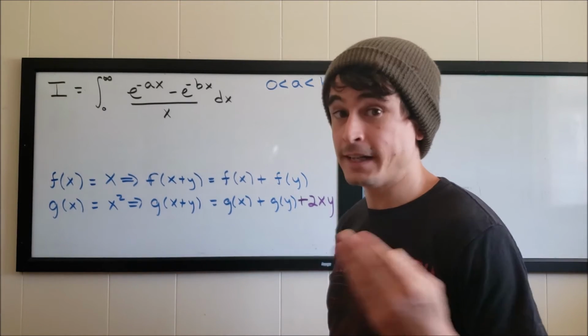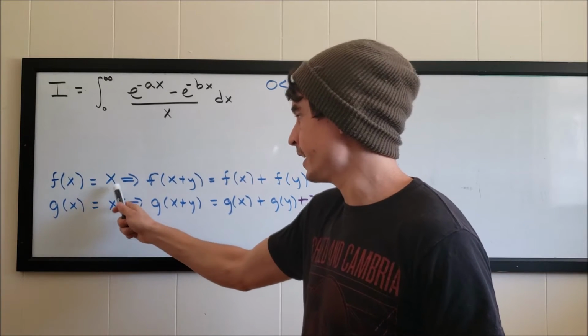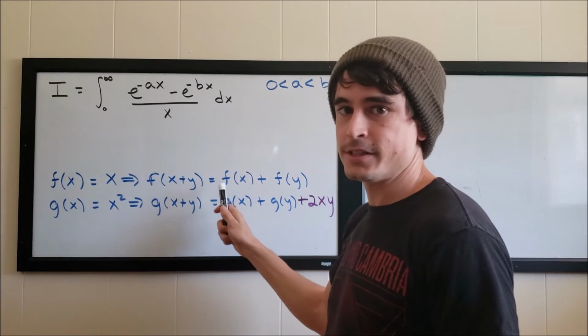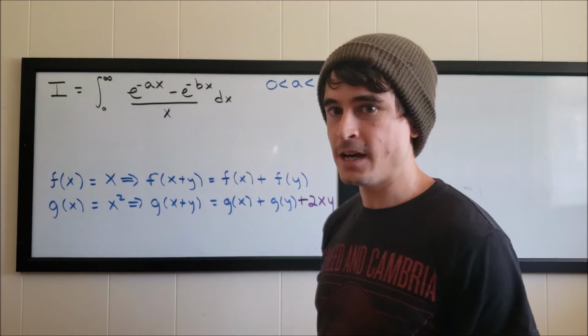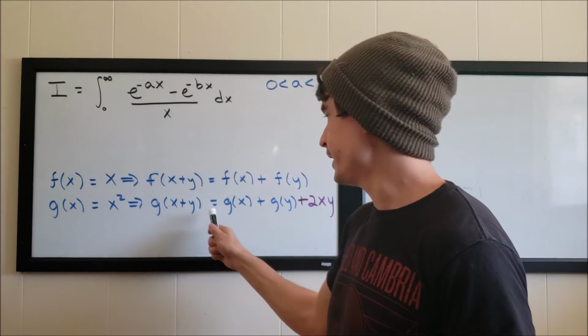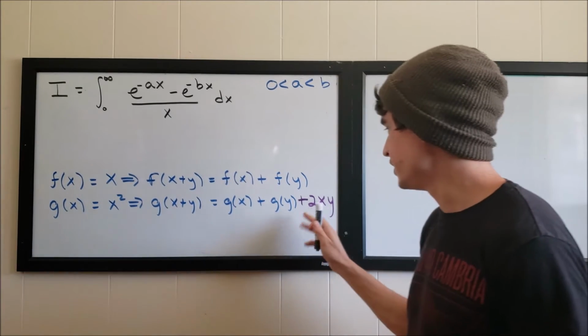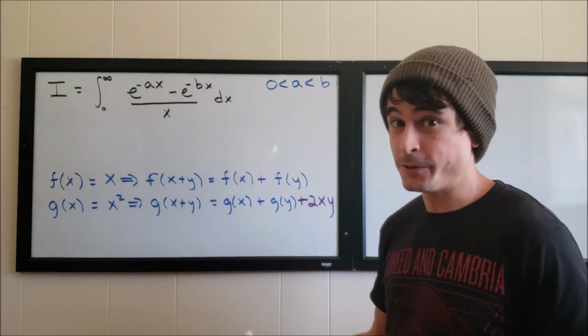So let's draw an analogy between some simpler examples. If we have a function f of x equals x, then f of x plus y is just f of x plus f of y. We can distribute the function to the individual parts. But now when we upgrade this function to g of x equals x squared, g of x plus y is g of x plus g of y plus an additional term which has this 2xy in it. This is the cross terms and foiling.